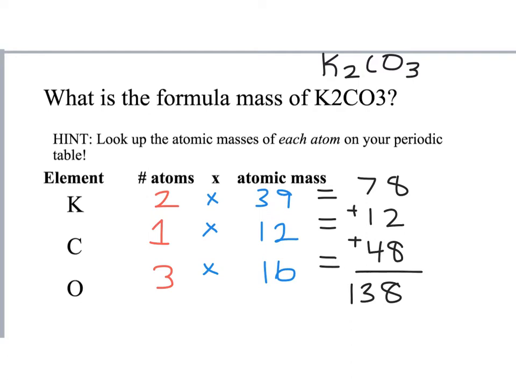So, for this particular substance, K2CrO3, the formula mass will be 138 grams per mole. And you can abbreviate this to mol. You can also write the E. It doesn't particularly matter.